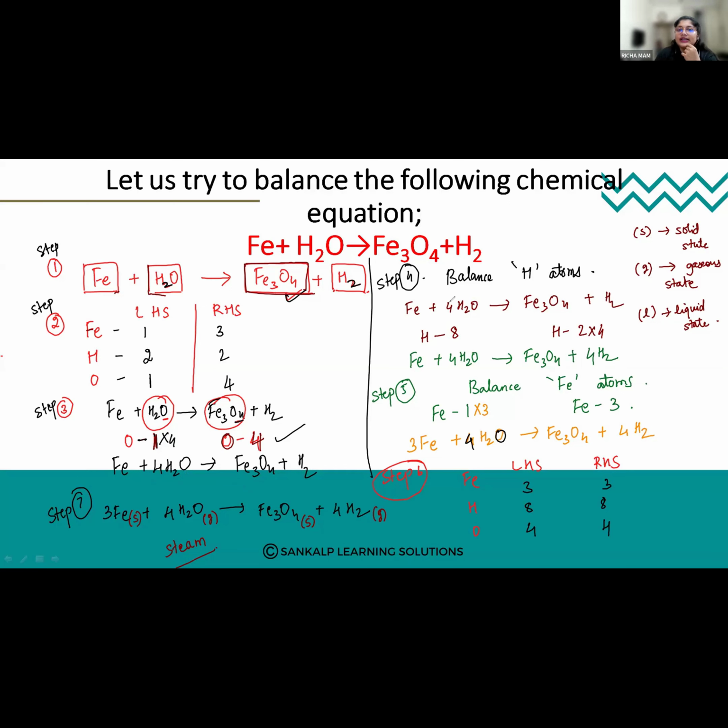Now, next step. We have to balance the hydrogen atoms. Hydrogen atoms on the left hand side are 8. And on the right hand side, how many? 2 are there. Here it is 8, here it is 2. So to get 8 on the right hand side, what am I going to do? I'm going to multiply it by 4.